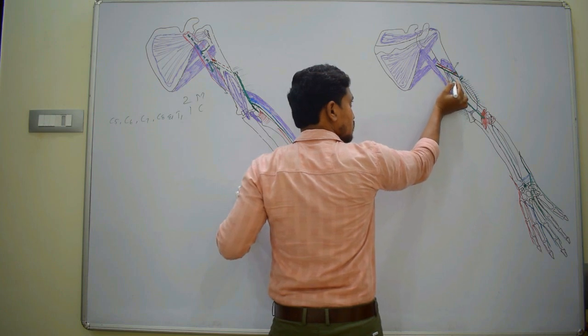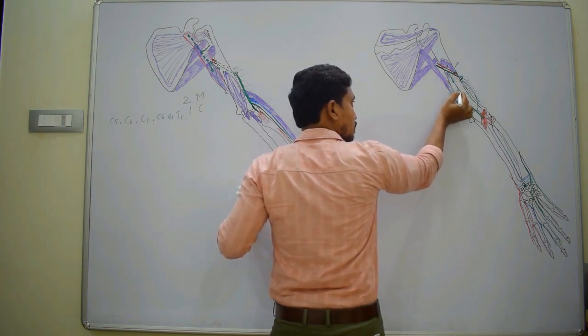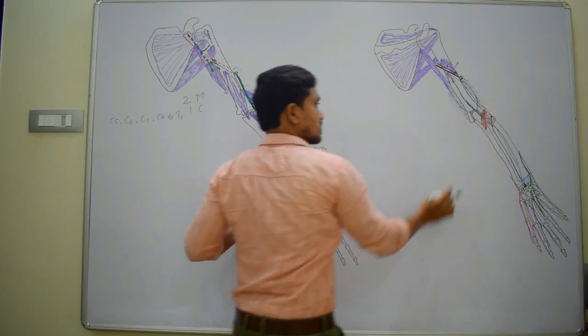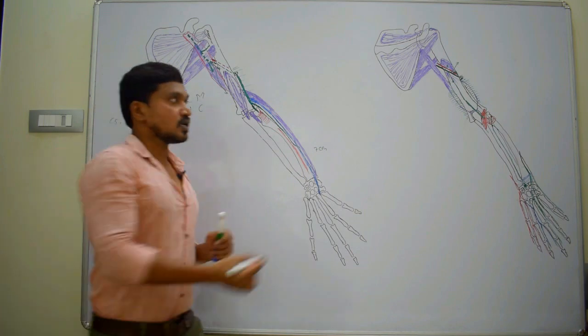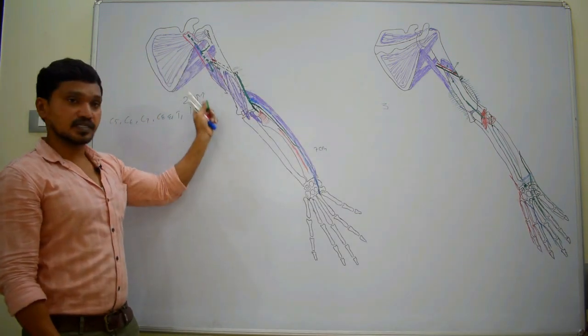The branch which is supplying the medial head of triceps, after supplying the medial head, passes through the substance of the medial head and reaches the anconeus and supplies the anconeus. That means three muscular branches. Here, only two muscular branches in the axilla.